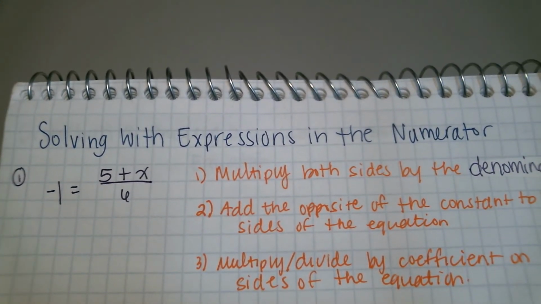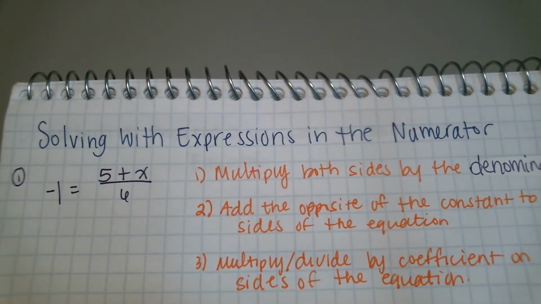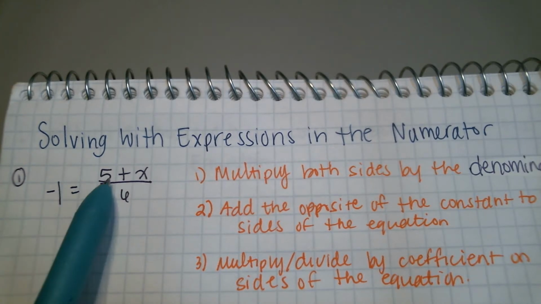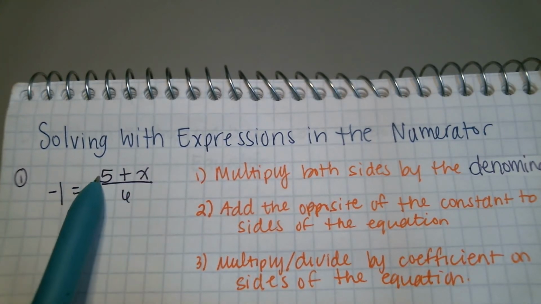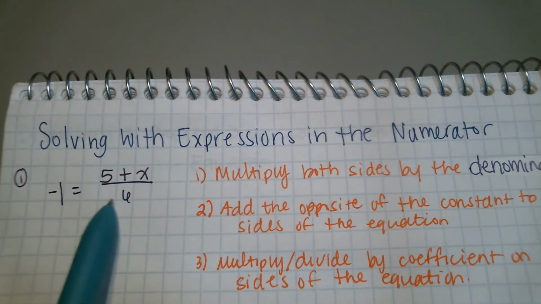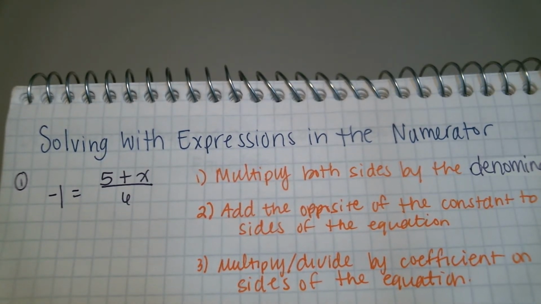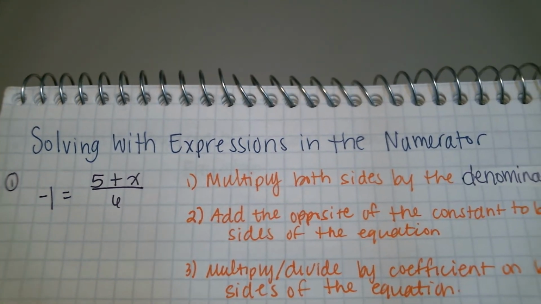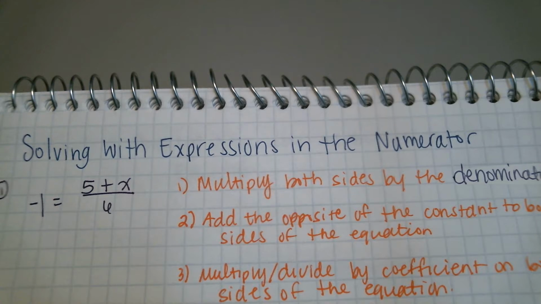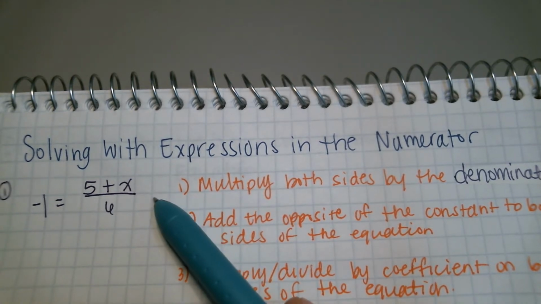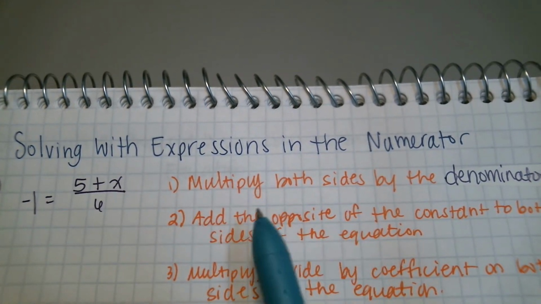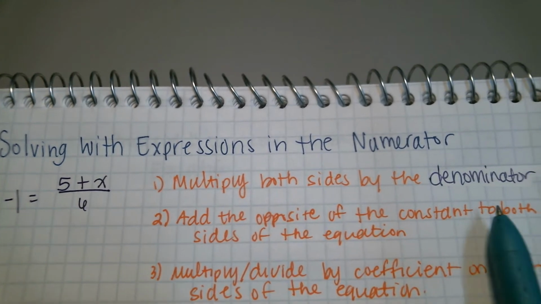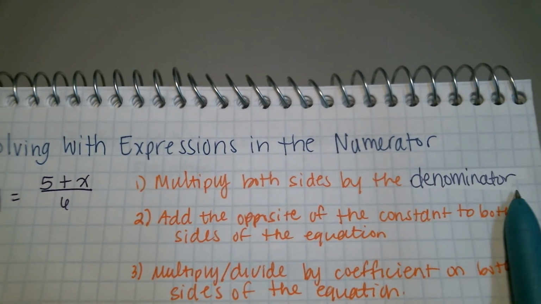Alright, in this video we're going to be solving equations with expressions in the numerator, and what that looks like is something like this, where you have 5 plus x, an expression in the numerator, and then something in the denominator. The easiest way to deal with this, it's very simple, and once you see it you'll probably catch on really quickly, is if you have something in your denominator and you want to cancel it, multiply both sides of your equation by the denominator.